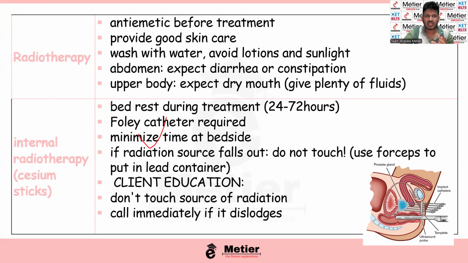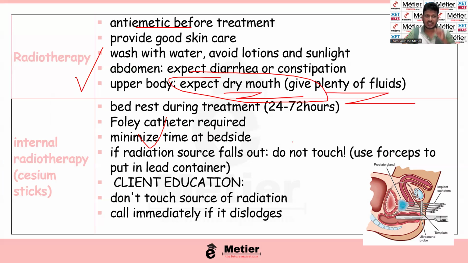First, let's discuss the radiation therapy. In radiation therapy, the anti-emetic has to be administered before the treatment. That is very important, because whatever the chemotherapy drugs you are giving, the first and foremost side effect is vomiting. So we have to go with what? Anti-emetic drugs. The next one is provide good skin care, wash with water and avoid lotion and sunlight. If the radiation is pointing toward the abdomen, you can expect diarrhea and constipation. And the very common problem the radiation therapy patient experiences is dry mouth. So we have to give what?